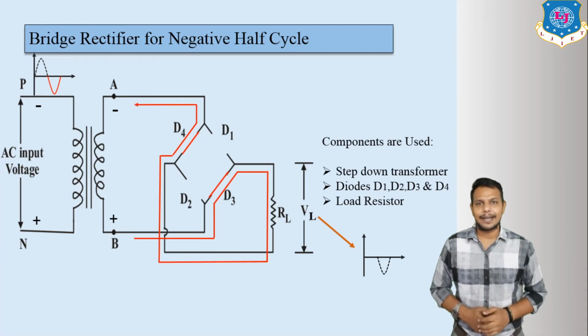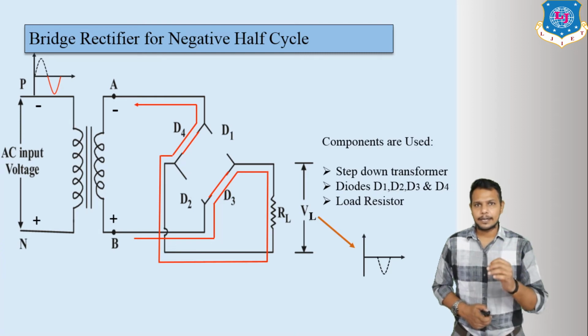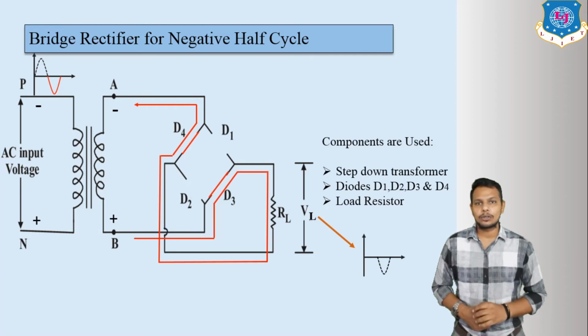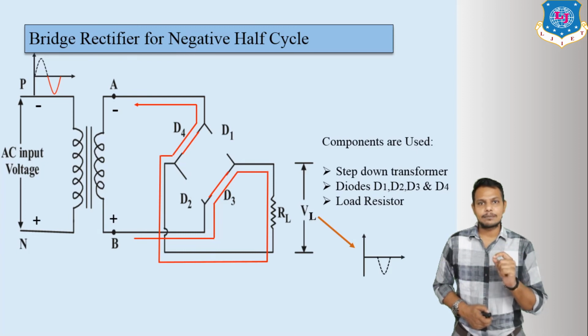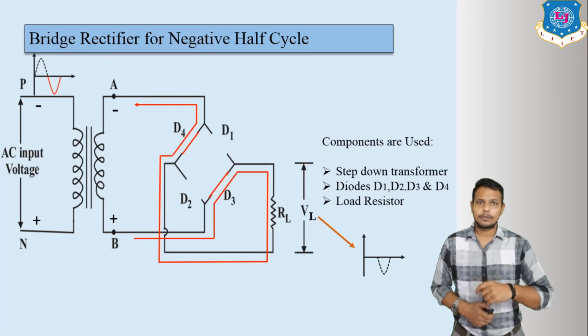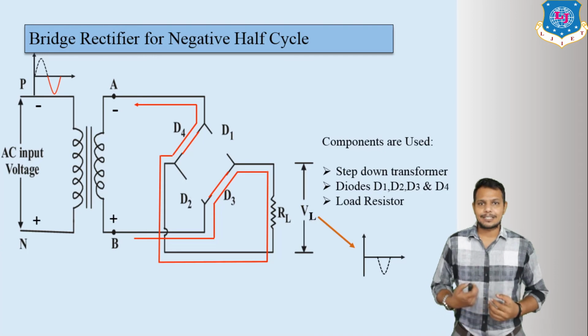So in this circuit diagram, for the negative half cycle, D1 and D2 become reverse biased because current flows from cathode to anode. That's why they become open circuited, whereas D3 and D4 work in forward bias and become closed circuited. Now we are going to discuss the output voltage.